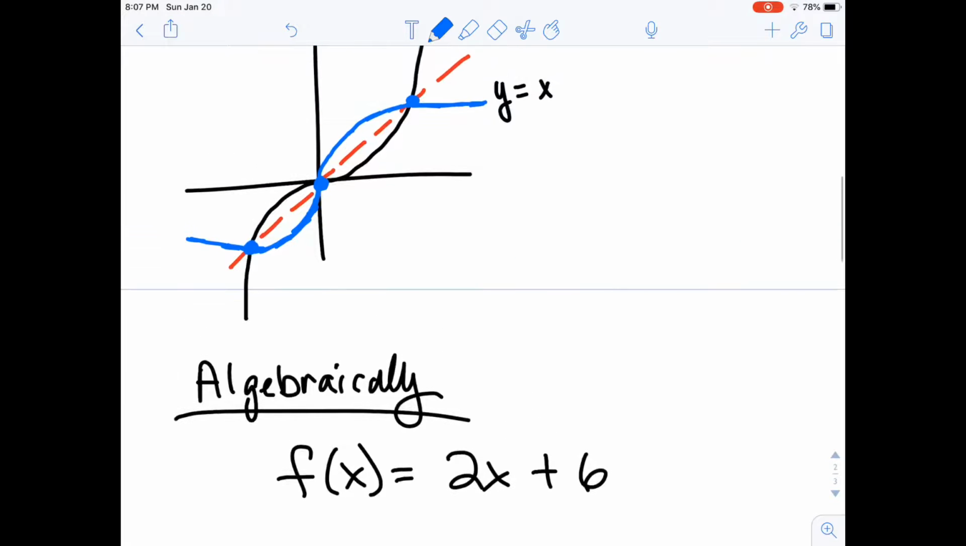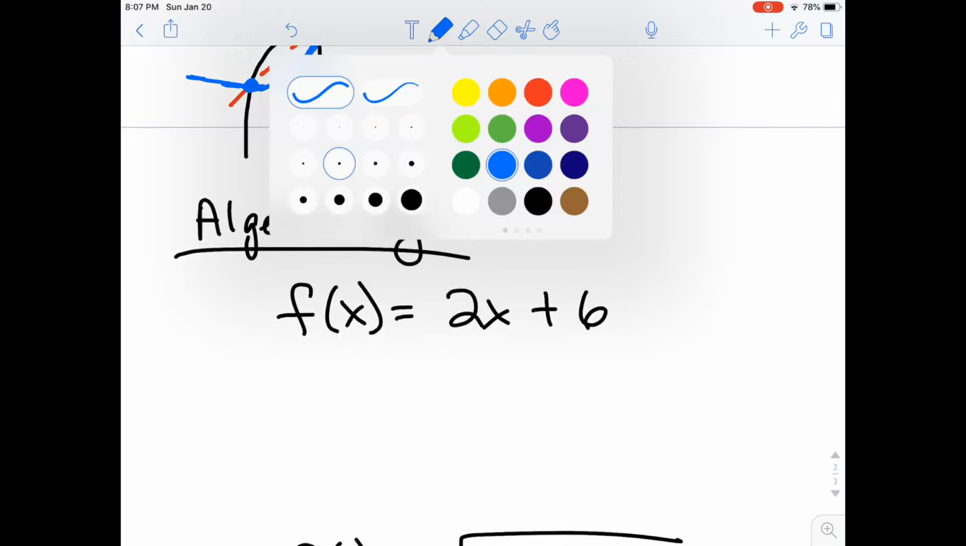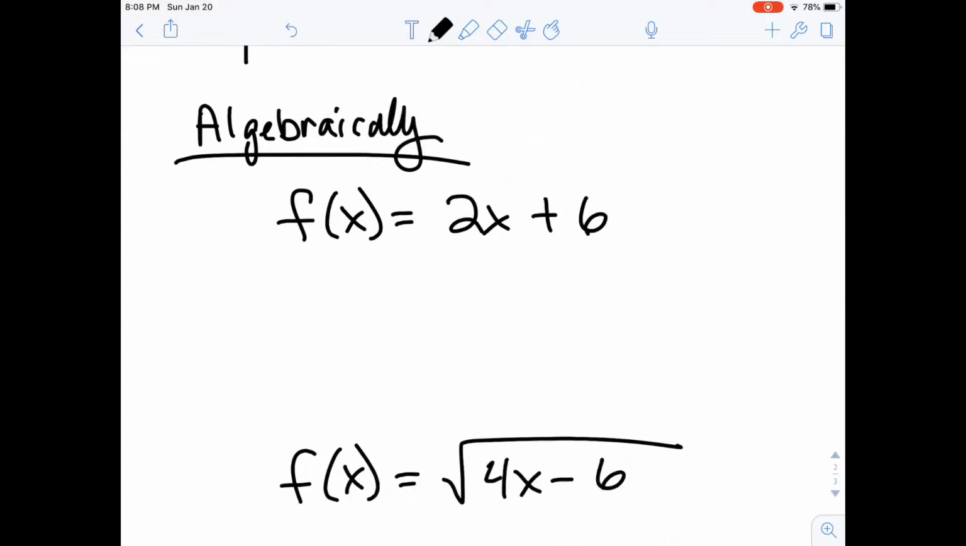It's a little bit easier than this weird reflecting thing. So here's the process that I teach my students. You're given f of x equals 2x plus 6. So change f of x to y, 2x plus 6. Okay, now you want to interchange x and y. So you have x equals 2y plus 6.